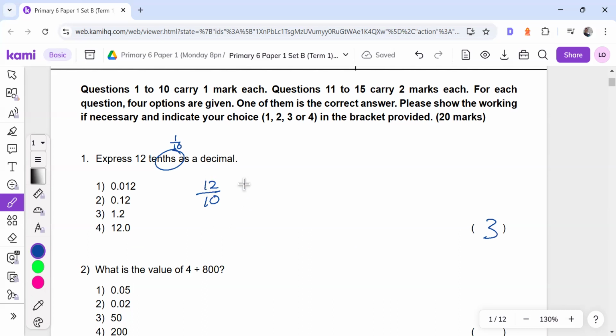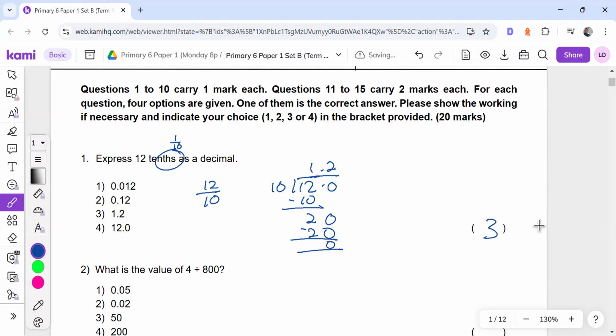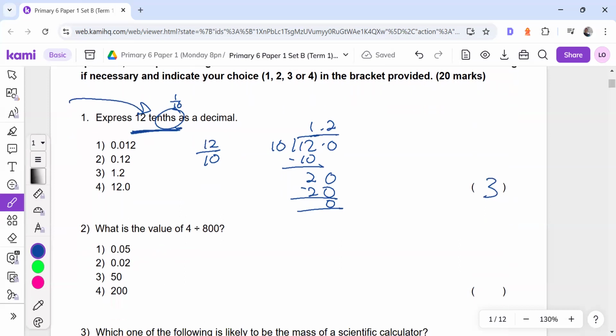And then how do you convert to decimal? Well, you can actually do something quite easy. You take 12 divided by 10. 1 times 10, then you minus, right? And then you change the whole number to a decimal, you put the 0 down, raise up the decimal point, then 2 times 10 will be 20. All right, so your answer is 1.2. Very simple. So your mistake is because of what? Because you don't know what this means. 12 tenths means 12 over 10. Okay, that's the meaning. Let's go to number 2.